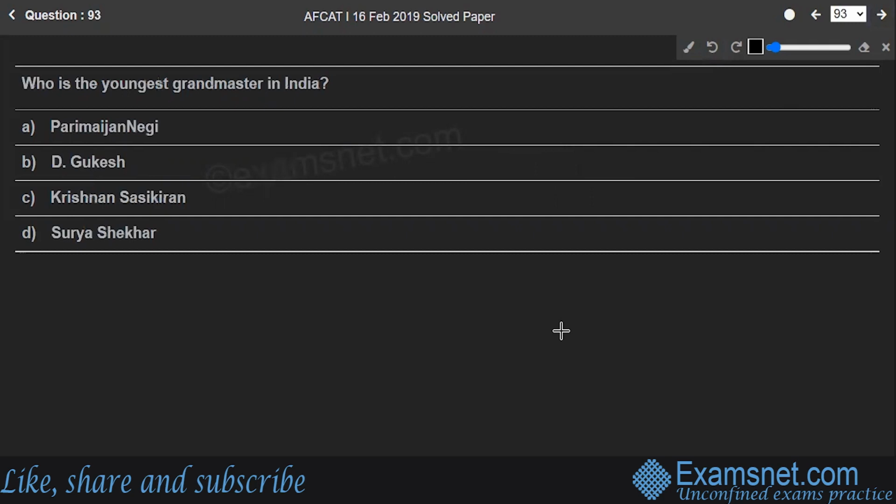Next is question number 93. Who is the youngest grandmaster in India? Is it Parimarjan Negi, D. Gukesh, Krishnan Sasikiran, or Surya Shekhar? Well, the correct answer to the question is D. Gukesh. As per the latest data of the World Chess Federation, D. Gukesh has become India's youngest grandmaster at 12 years, 7 months, and 17 days. With this achievement, Gukesh has overtaken Praggnanandhaa, who held the record.